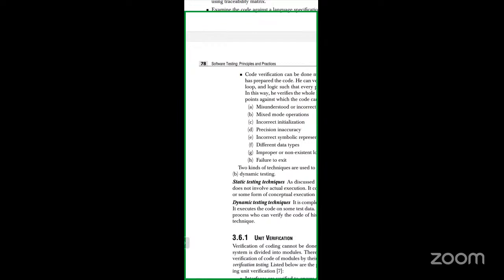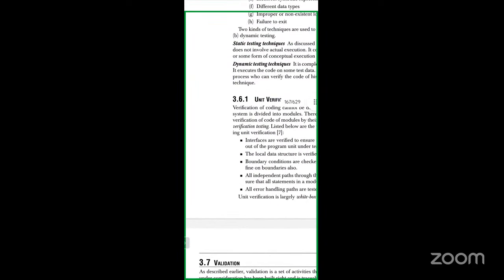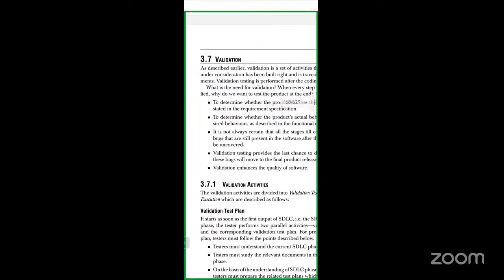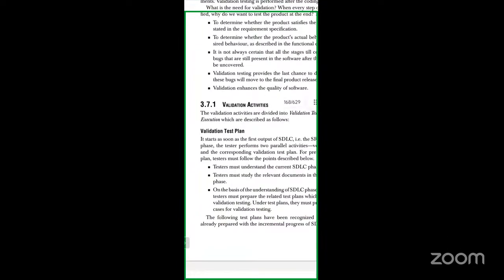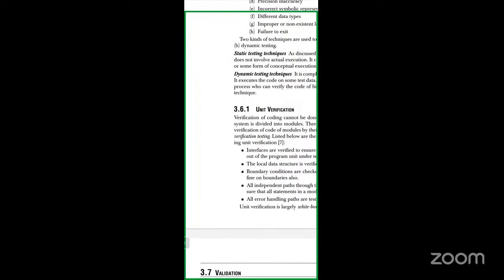So for code, how we are going to verify: we are going to check each module at a time, that is unit testing we are going to do, and then we are going to go for the system testing, that is complete testing we are going to undertake. If that is okay, then we can move on to the validation. Clear, guys? Yes, sir.